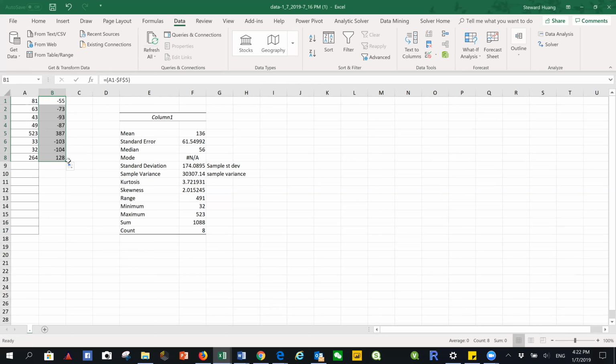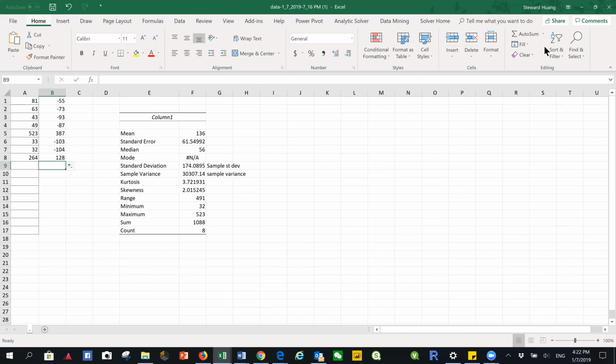Some are negative, some are positive. We don't want the negatives, because otherwise, if you take the sum of these, it will become 0. That means there's no deviation from the center, which is impossible. So that's not correct. You have to square the differences, the deviations. So let's do this for all of them.